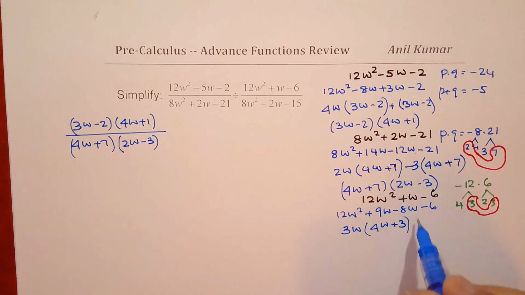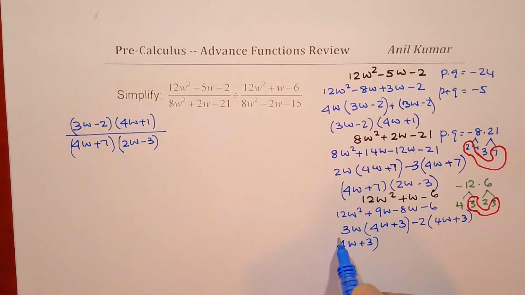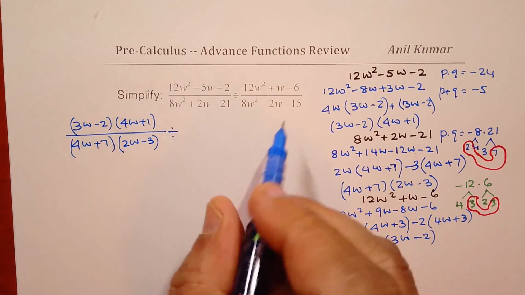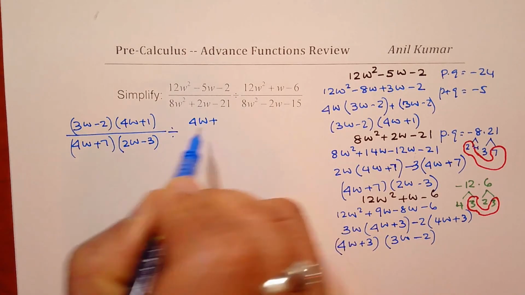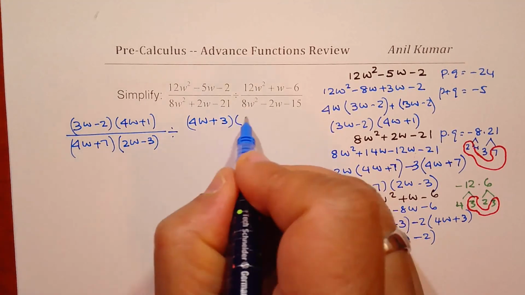Here 2 is common with a minus sign. We get 4w plus 3. We have to get a common factor for sure, otherwise look into the factoring again. Okay. So 4w plus 3 becomes a common factor, resulting in a product with 3w minus 2. So we have here divided by, we'll replace this expression by 4w plus 3 times 3w minus 2.